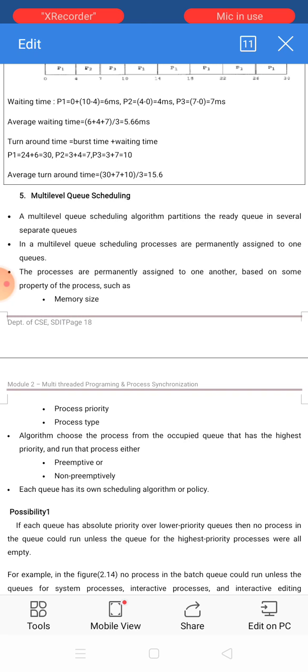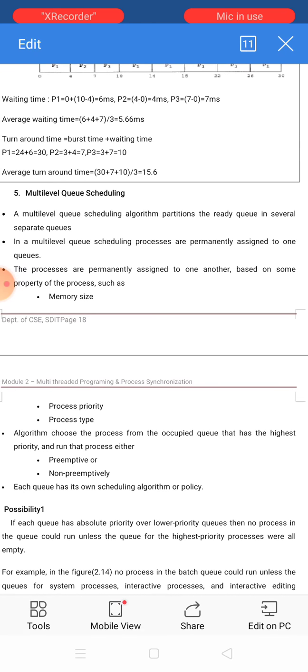In the multi-level queue scheduling algorithm, what happens is this algorithm will partition the ready queue into several separate queues. So what is this ready queue? In the previous videos we said that the processes entering a system will be placed in a job pool. From the job pool you can take the process and place it in the ready queue. So in the ready queue you are going to have the processes which are ready to execute.